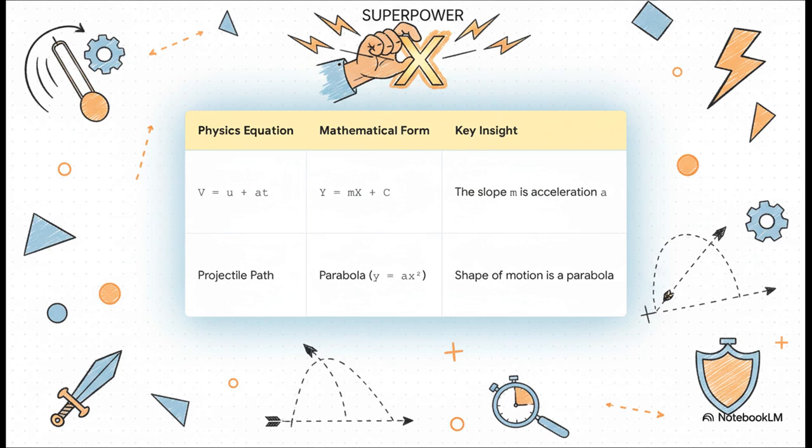Just take the classic kinematics equation, v equals u plus at. That is just the equation for a straight line, y equals mx plus c. So what does that tell you? It tells you that if you plot velocity versus time, the slope of that line is the acceleration. The graph isn't just a pretty picture, it's packed with physical information. The exact same logic applies to the parabolic path of a projectile.